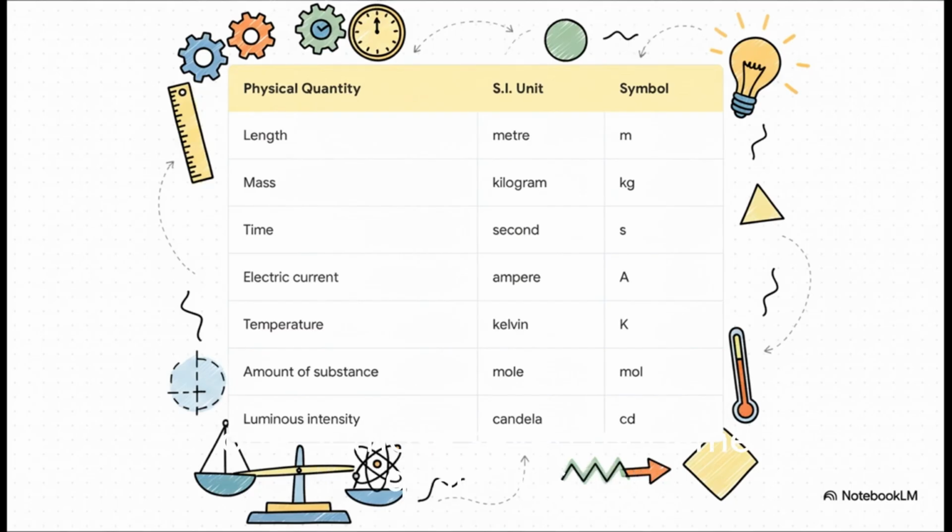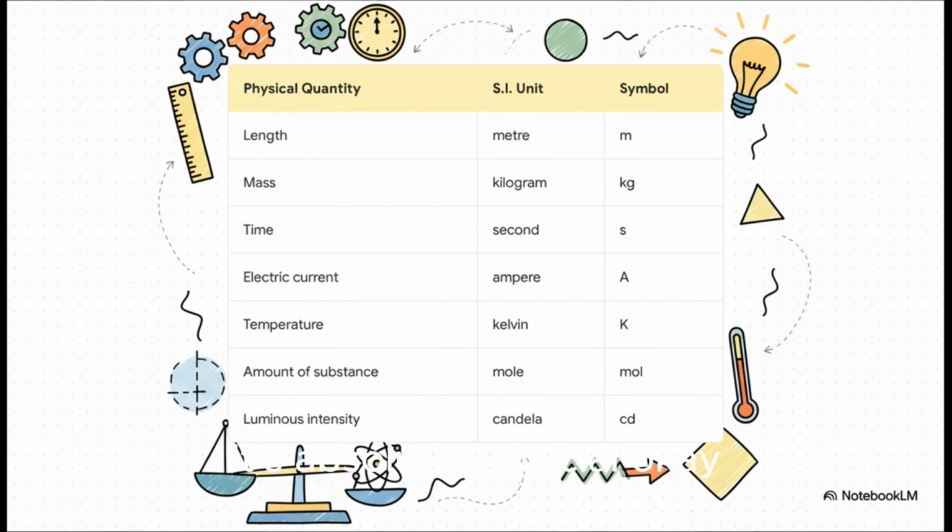Each one of those 7 fundamental quantities gets a standard SI unit. So length is measured in meters, mass in kilograms, time in seconds, and so on. This system makes sure that a physicist in Tokyo and an engineer in California are talking about the exact same thing when they take a measurement.